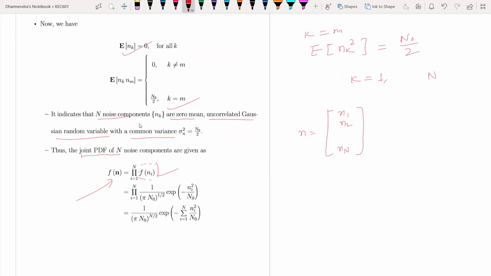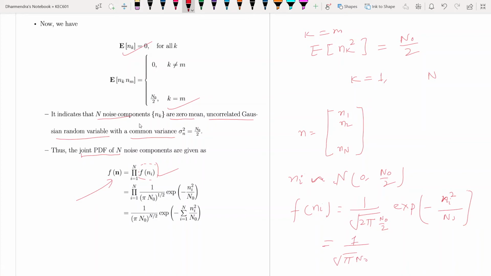Okay, so f of Ni is normal, and this can also be represented like this: 0 mean and variance N naught by 2. If I write the PDF of Ni, that will be 1 over the square root of 2 pi sigma squared, where sigma squared is N naught by 2, times exponential of minus Ni squared divided by 2 sigma squared. After simplification, we can write the PDF of f Ni as 1 over the square root of pi N naught times exponential of minus Ni squared divided by N naught.